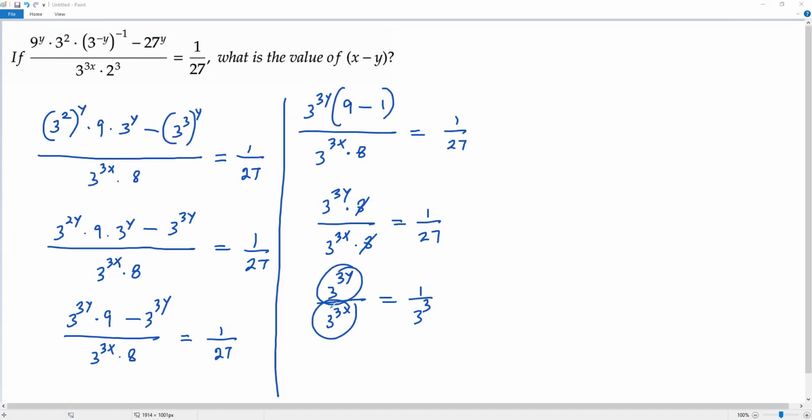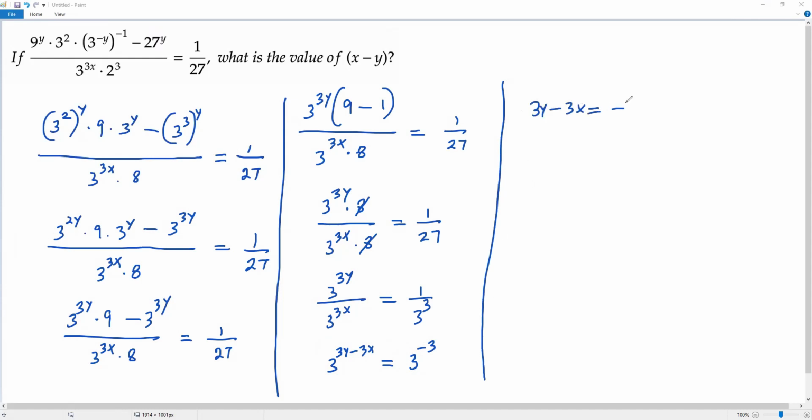Here we divide two powers with the same base, that is 3. Whenever we divide two powers with the same base, we take the base once and subtract the exponents according to the quotient rule of exponents. Then we get 3y negative 3x as exponent. We can write this 1 over 3 to the third power as 3 to the power of negative 3. Now, two powers are equal with the same base, that is 3. Whenever two powers are equal with the same base, we can equate the exponents. When I do so, I am getting 3y negative 3x equals negative 3.